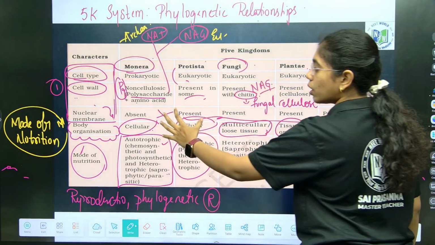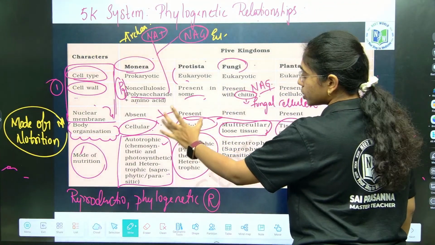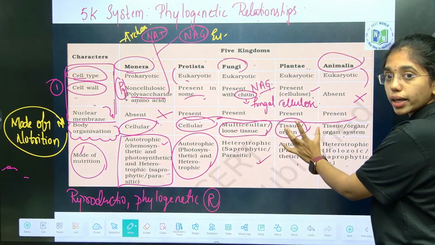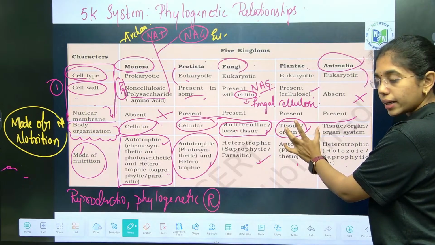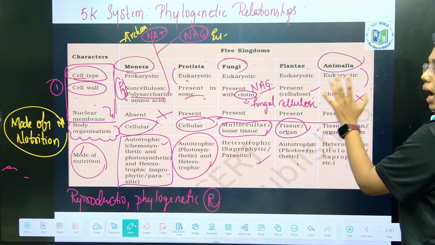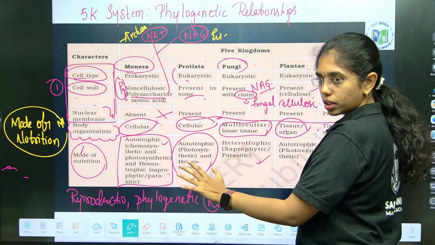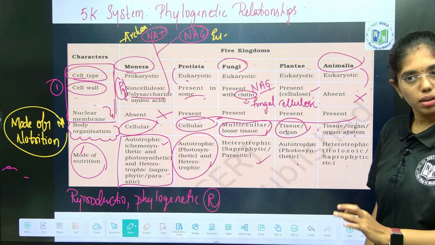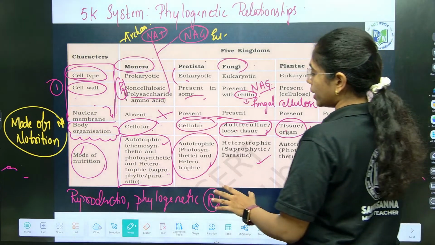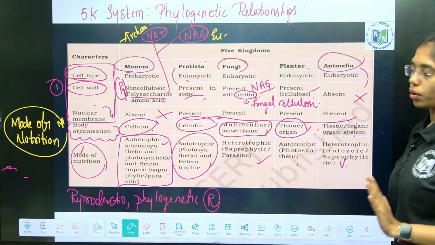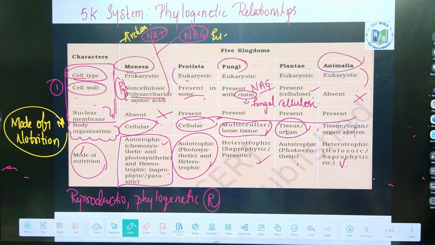Okay. Cellular organization in Monera and Protista, multicellular loose tissue in fungi, tissue organ organization in Plantae, tissue organ system in Animalia. Highest metabolic diversity Monera, highest nutritional diversity Monera. Okay. And then this will be having specific heterotrophic and autotrophic. Clear, right? And a few points you have to remember here.